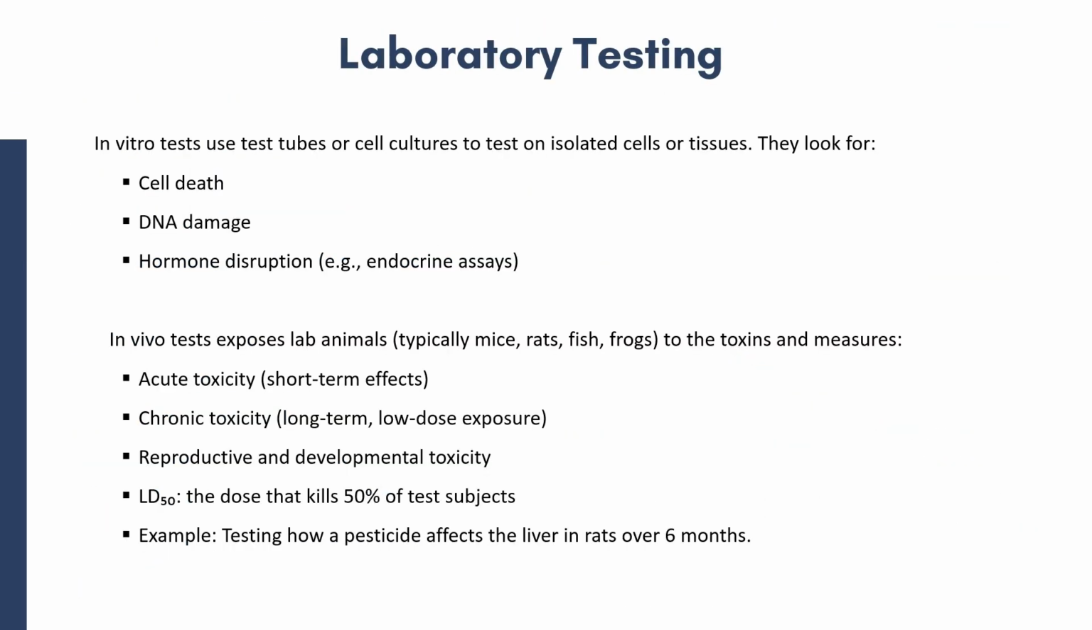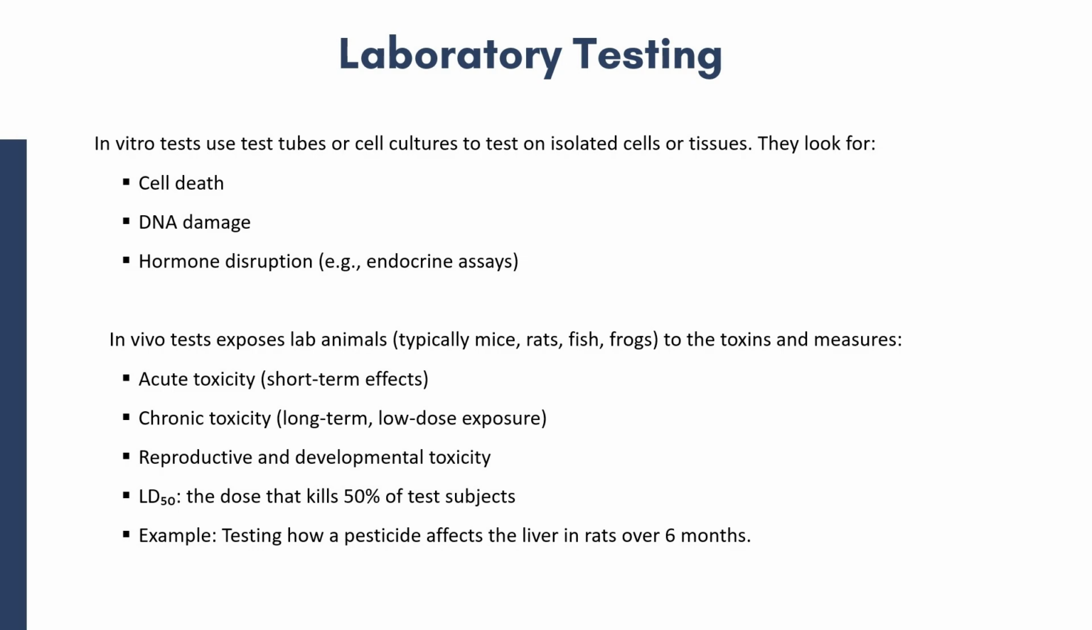Next, we're going to look at laboratory testing. The first one is in vitro. This means in glass, and it describes the utensils that were historically used for testing. This included things like test tubes, and today we use cell cultures.